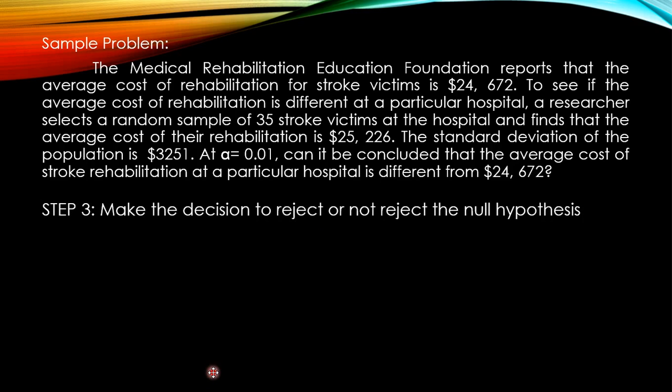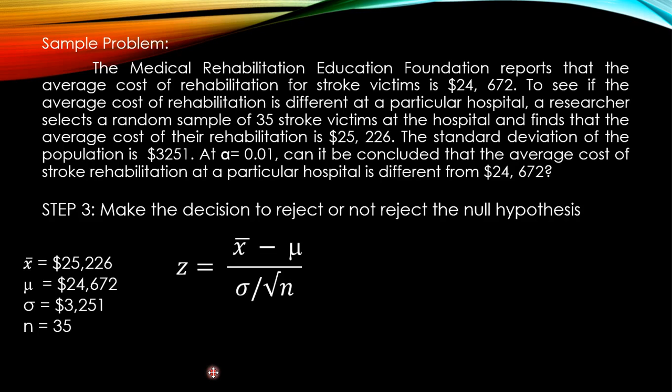Step 3. Make the decision to reject or not reject the null hypothesis. Okay. Wait, mali. Ito ay, ang step 3 natin ay, you compute for the test value. So, mali po ito ha. You compute for the test value. So, to compute for the test value, ito na ang gagamitin natin. Ang formula natin dito ay z is equal to x bar minus mu all over population standard deviation divided by the square root of n. Ito yung mga values natin, ipapalit na lang natin yan dyan.